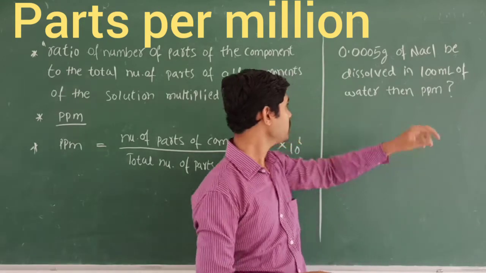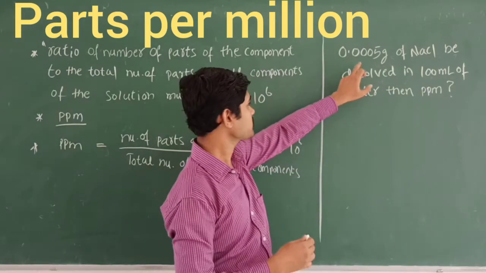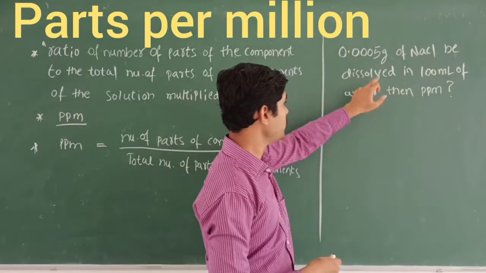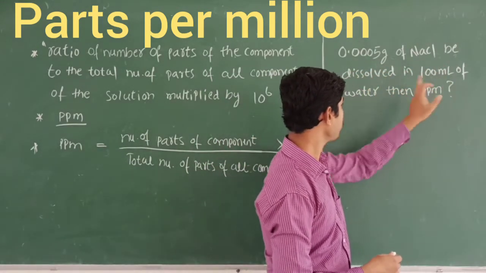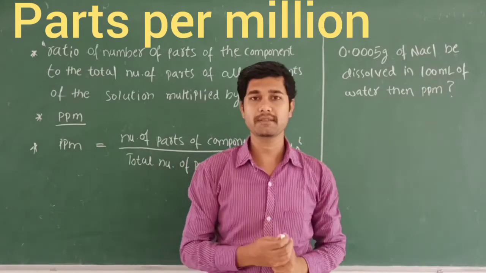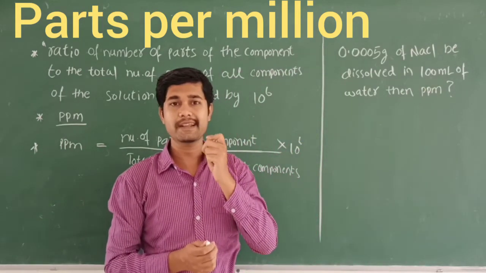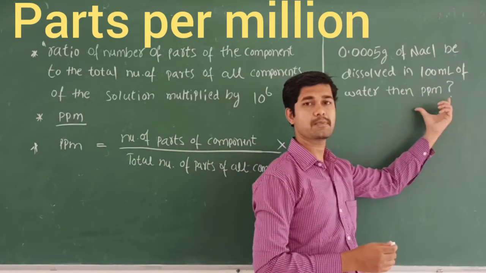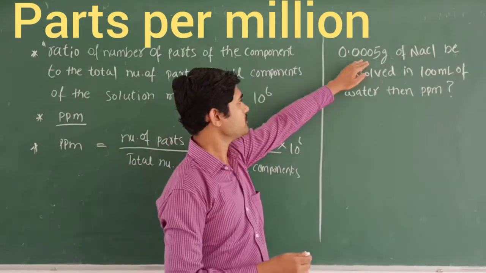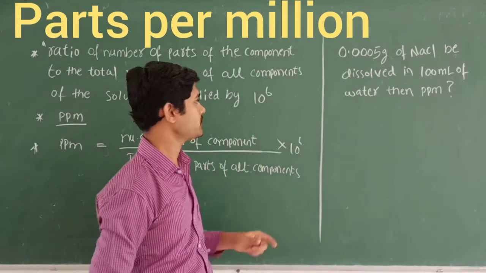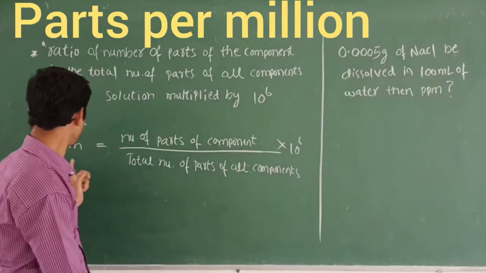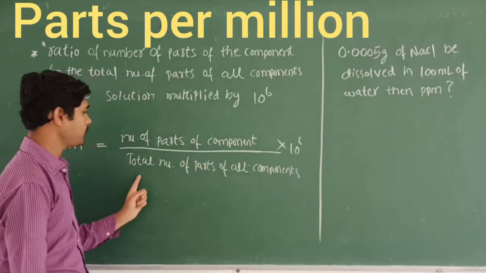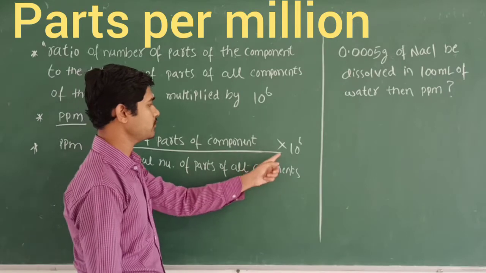Let's see a simple example. The example asks: 0.0005 gram of NaCl is dissolved in 100 ml of water. Then what is the parts per million? I told you that only when it is given in trace quantity do we find it in terms of parts per million, right? Let's apply the formula here. Parts per million is equal to number of parts of the component divided by total number of parts of all components, into 10 raised to 6.